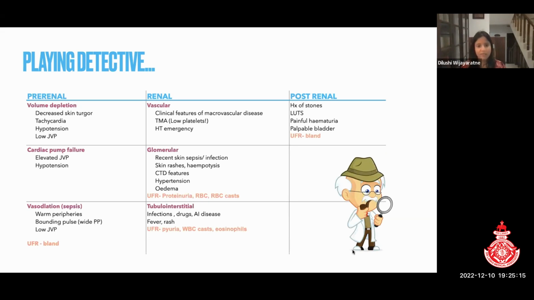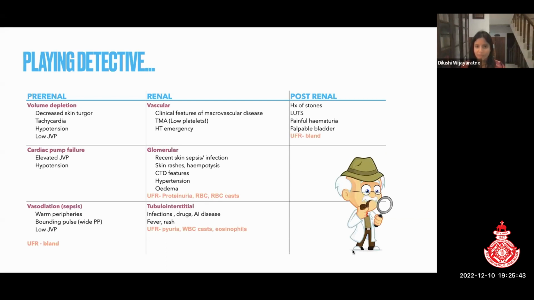So is there recent skin sepsis or even ongoing skin sepsis, any skin rashes or hemoptysis or other features of small vessel vasculitis? If you have features of small vessel vasculitis elsewhere in the body, you could have it in the kidney as well. Are there features of connective tissue diseases? Is there hypertension, again, which can be a feature of a glomerular problem, and edema? And then the urine can show an active sediment.